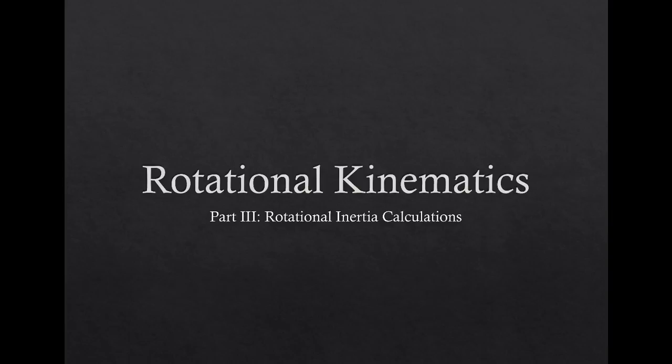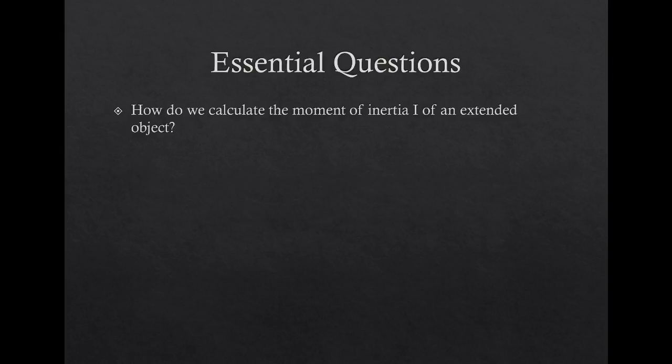Okay, welcome back. So now we're going to learn how to actually calculate the rotational inertia of an extended object. The table in the textbook that has all the different values, such as the 2/5 mr squared for a sphere, this is where that comes from. So this is the essential question for this lesson: how do we calculate the moment of inertia of an extended object?